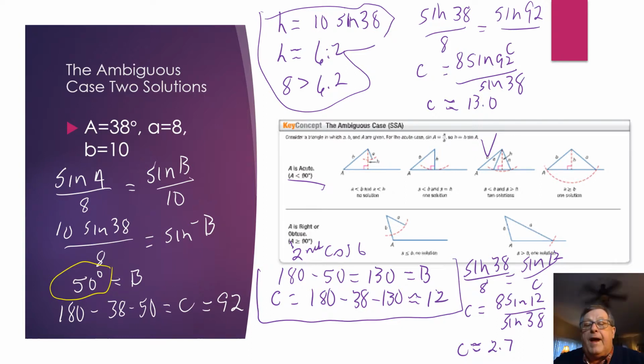And then going back to what we knew, which was angle A being 38, we took the sine of 38 divided by side A, which we were given as 8, and set that equal to the sine of 12 over side C to find side C when angle C is 12, and that came to 2.7.